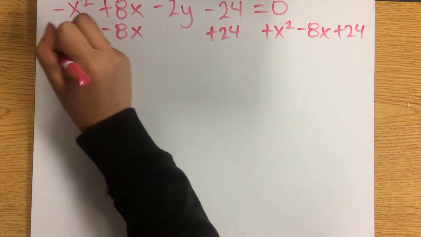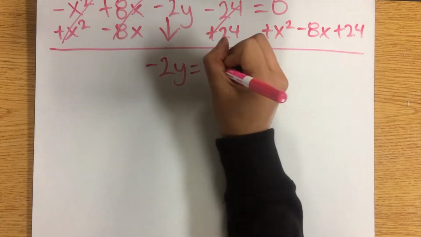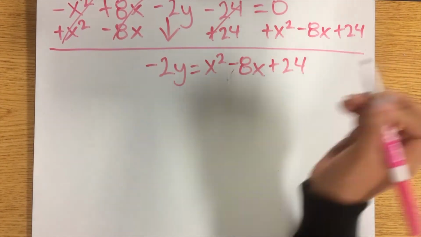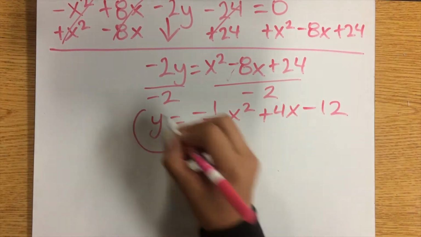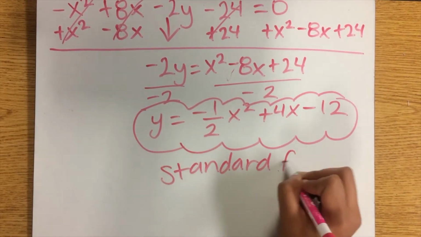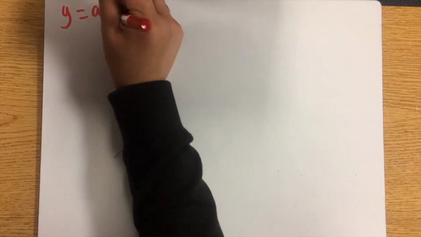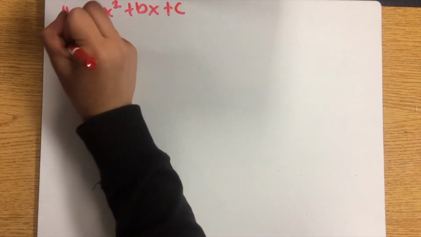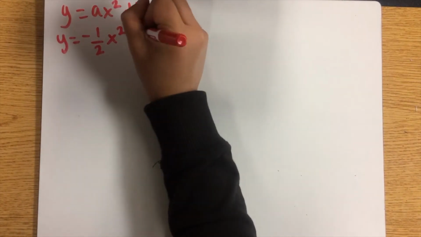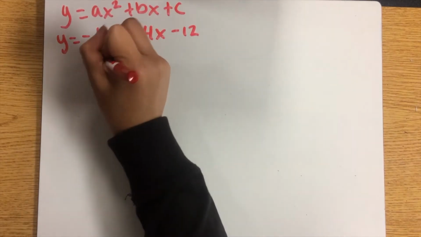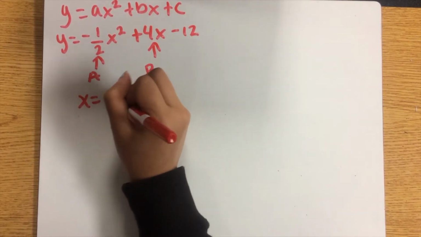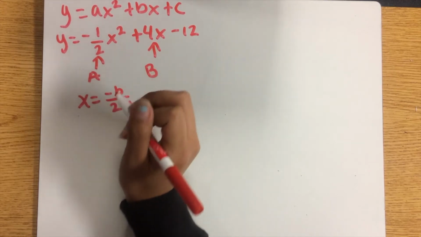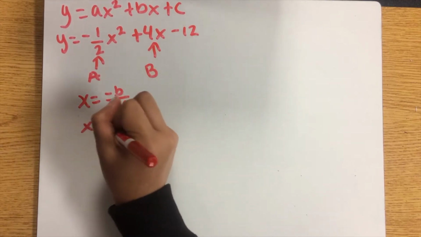Now bring negative 2y down and divide both sides by negative 2 to get y equals negative 1/2 x squared plus 4x minus 12. This equation is now in standard form. Since the standard form is y equals ax squared plus bx plus c, we can now find the axis of symmetry with the equation x equals negative b over 2a. So now all we do is plug in the numbers from the standard form equation.